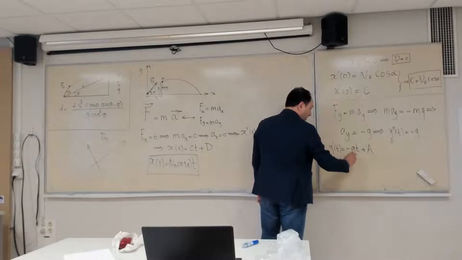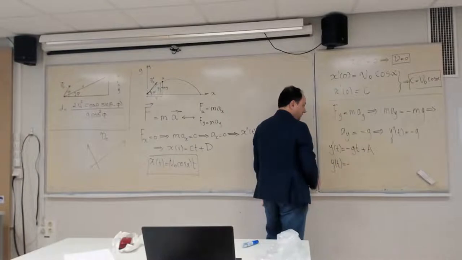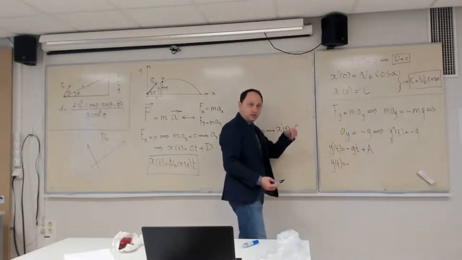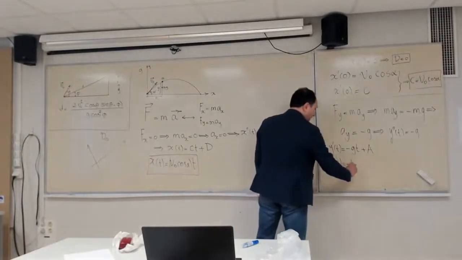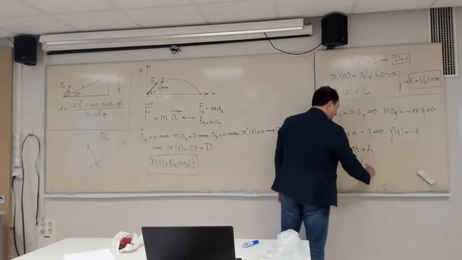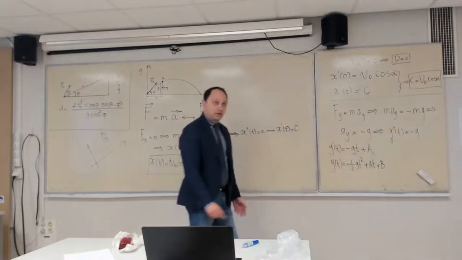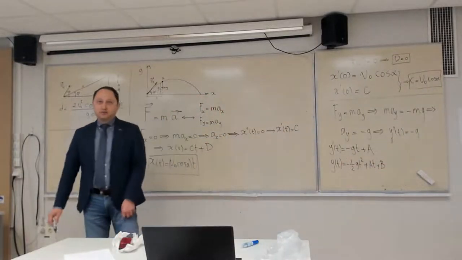No, g is a constant. So minus g goes out, and then you take a primitive function for t. What's a primitive function for t? It's t squared divided by 2. So I would write minus 1/2 gt squared, and this constant becomes at. And then I need another constant, yes? And I think this equation looks familiar to you from physics, yes?